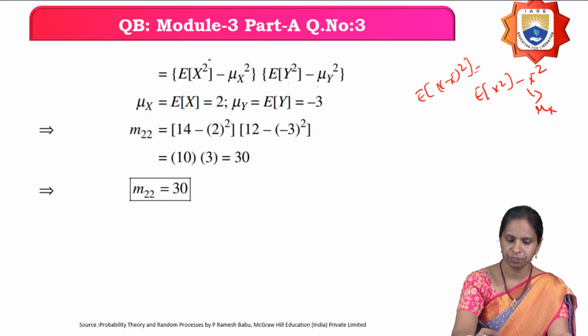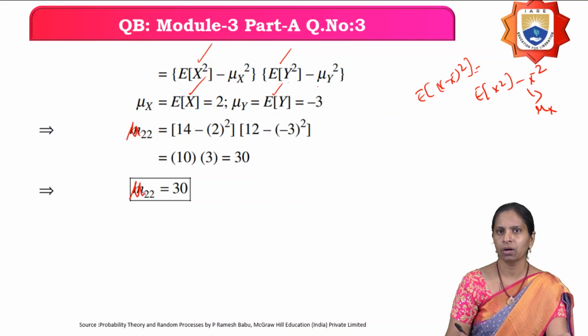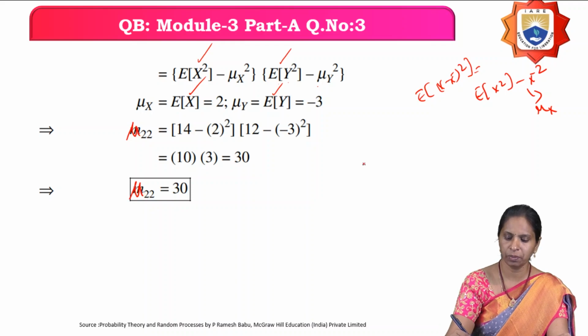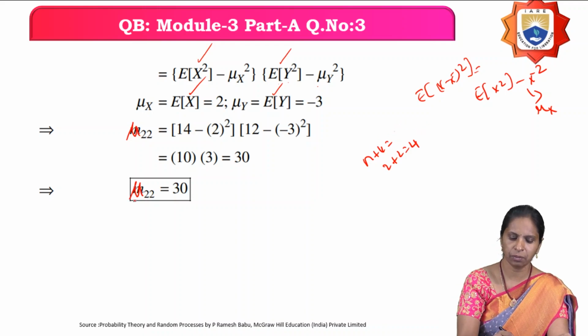Now we substitute E of x, E of y, E of x square and E of y square. Then you obtain the fourth order, because n plus k here is 2 plus 2. The fourth order joint moment about the mean, mu22, is equal to 30.